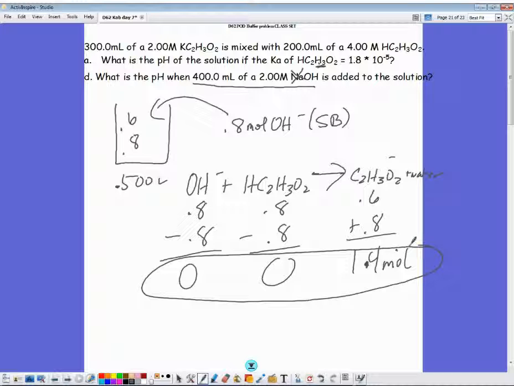Here's what you've got to think about. I have a weak base floating around in water. Is that all I have over there? If you were back in chapter 14, what would you do with a weak base floating around in water? You'd rice it. You'd write the dissociation equation. You'd do minus x plus x plus x, right? So you're back in chapter 14 now.